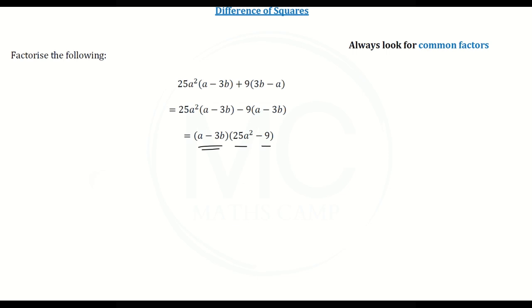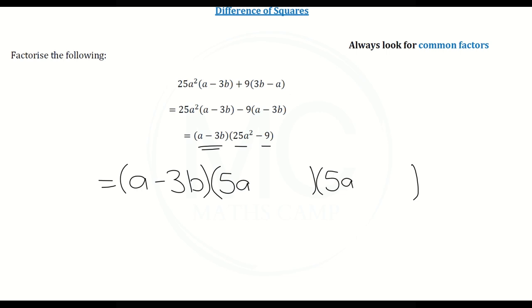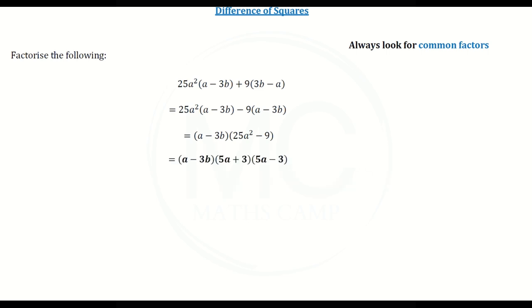Let's do this now. I have a minus 3b. Then I can open up two brackets. The square root of 25 is 5. The square root of a squared is a. So I get 5a. The square root of 9 is 3. So we put 3 in over here and 3 in over here. Let's separate these terms with a plus sign and these with a minus. And we have finally factorized this expression.